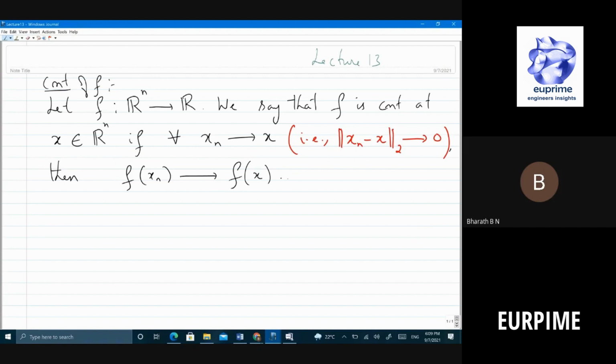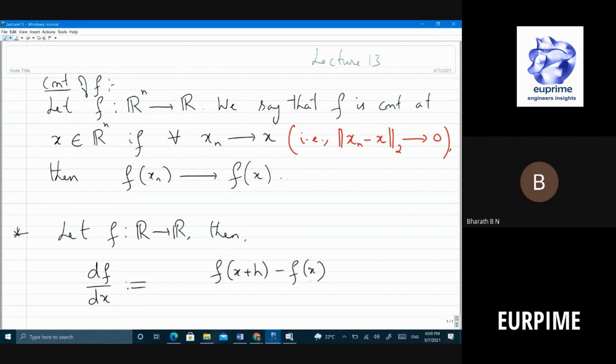Now the second notion that we need in optimization is the derivative, right? So let's look at the derivative of f. You take a simple R to R itself, then how do you define df by dx? This is defined as, you look at f of x plus h, you look at f of x and divide by h, and then you take limit h tending to 0, right? That is the definition of a derivative, right? This is a recap. I'm sure all of you know this.